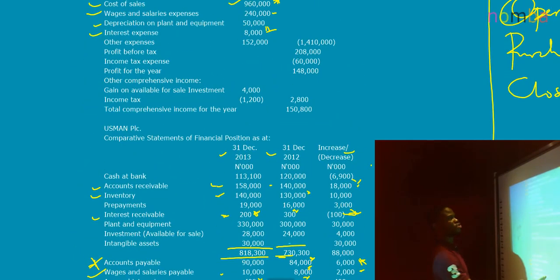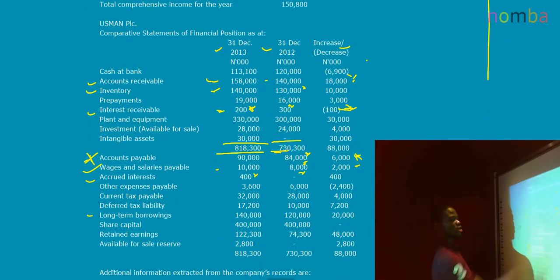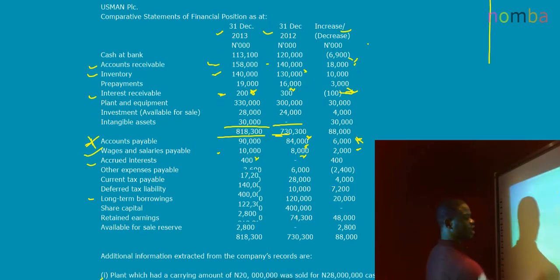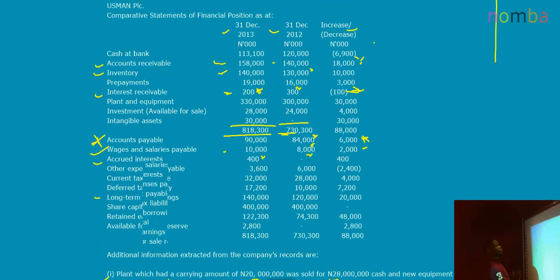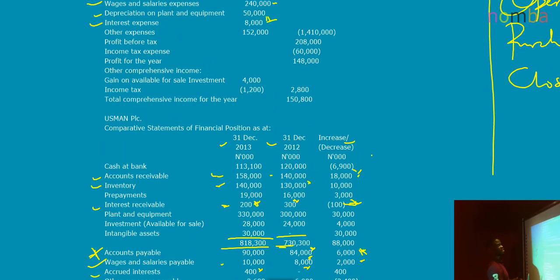So if you have the interest, which I have as 8,000, I deduct my 400 and we get 7,600. So we can treat it as financing. Okay, don't forget. So let's treat that as financing because of that long-term borrowing. But if you treat it as operating, you are fine.